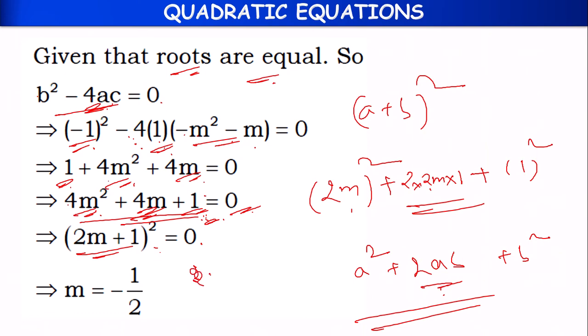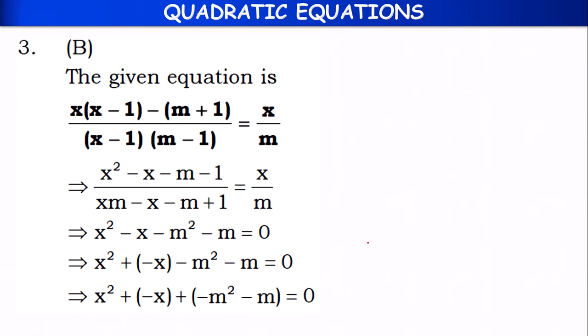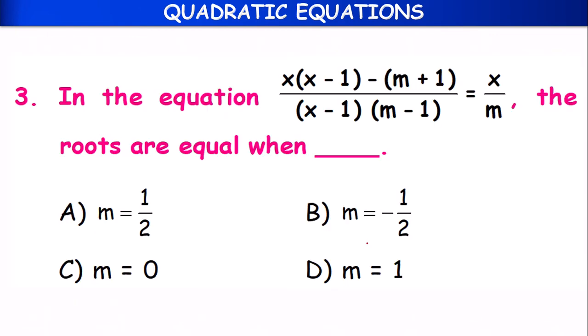Means 2m plus 1 equal to, if the square comes to this side, it will become a square root. Root of 0 equals 0. Then m equal to minus 1 by 2. So answer children, the m value, m equal to minus 1 by 2. Under this condition, the roots of the given equation can become equal.